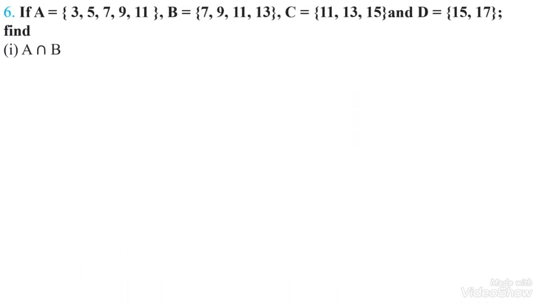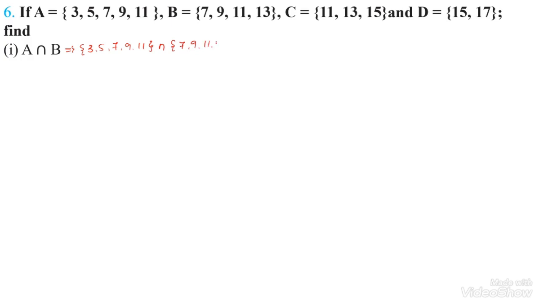Next question. Question number 6. If four sets are given, between the four sets we have to check the intersection. First question, A intersection B. Okay, here A set containing the elements 3, 5, 7, 9, 11. Intersection of B set.